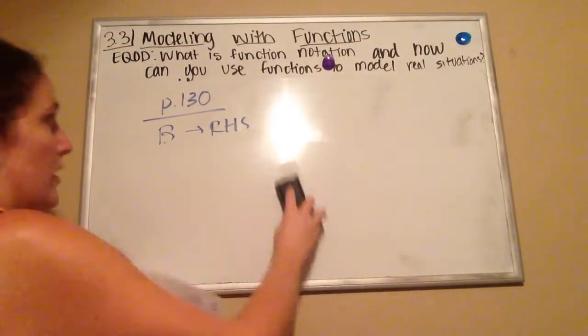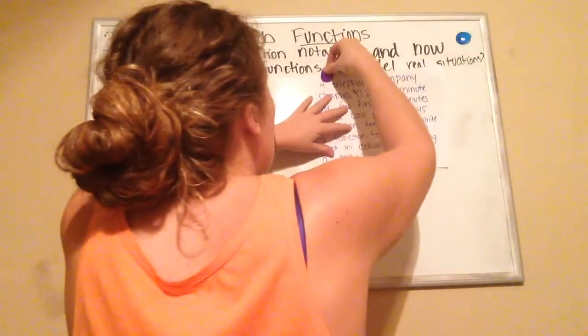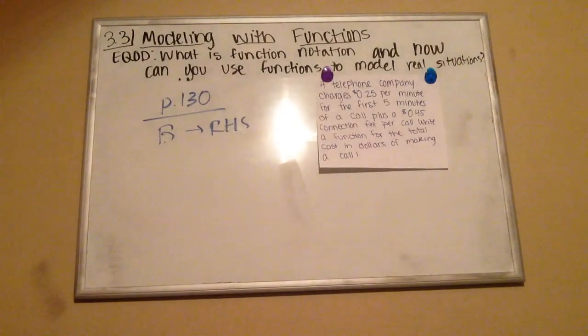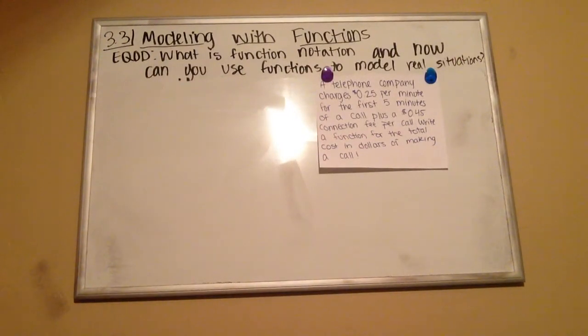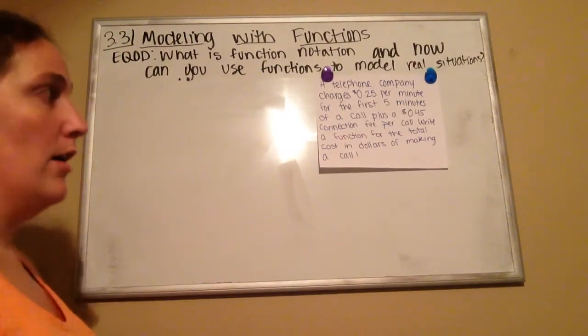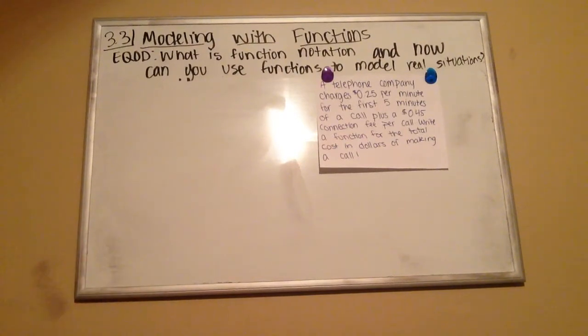Alright, for number B, just to make sure you have the right thing cut out and put in your journal, here's exactly what it should say. A telephone company charges 25 cents per minute for the first 5 minutes of a call, plus a 45-cent connection fee per call. Write a function for the total cost in dollars of making a call.